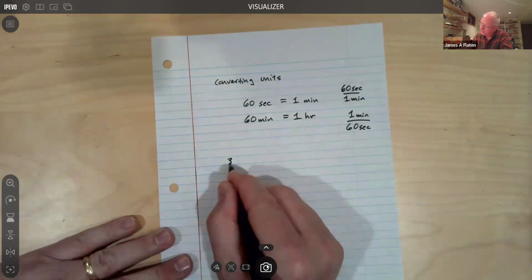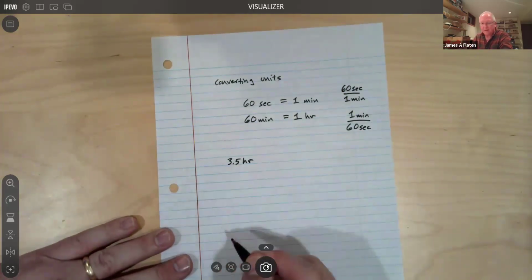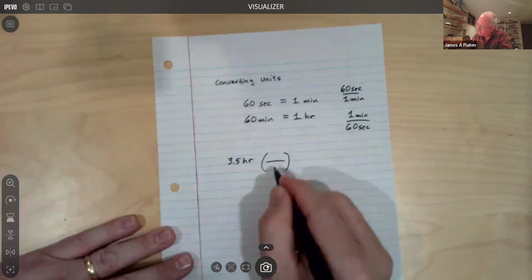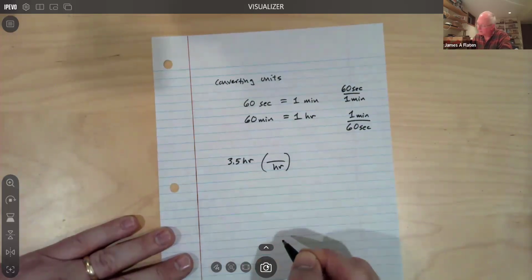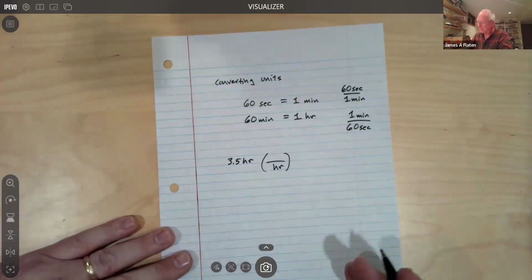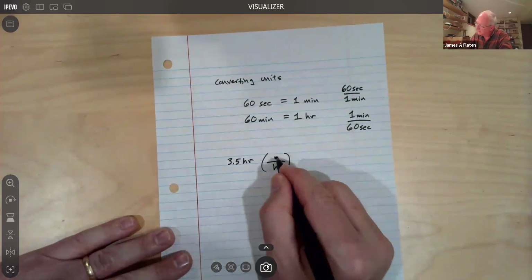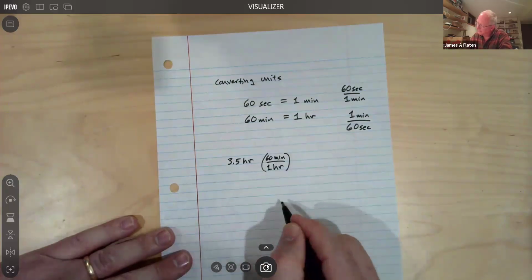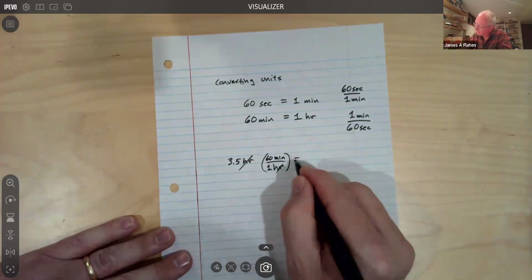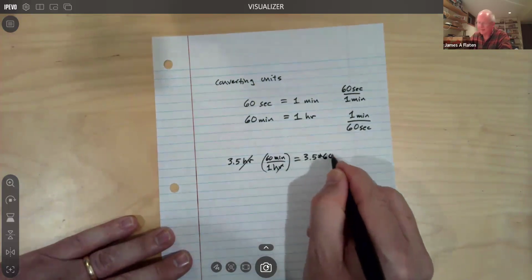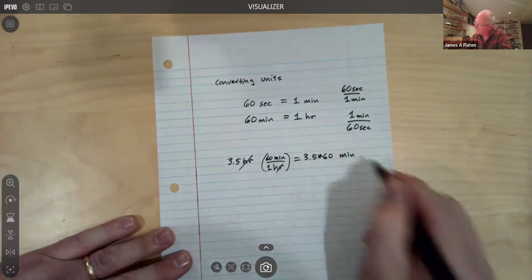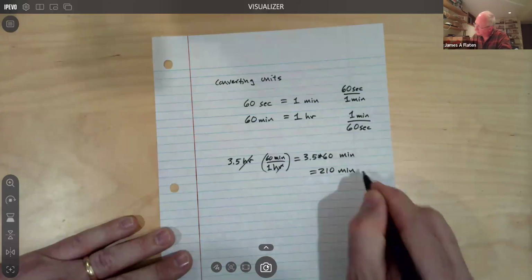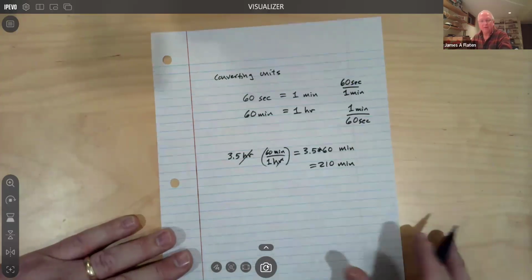So let's say I have 3.5 hours, and I would like that to become minutes. Well, all I need to do is multiply it by something that has hours in the bottom to make sure the hours will cancel. And if I'm aiming for minutes, it would be handy if I had minutes in the top, so the minutes persist. And so how many minutes are there in an hour? There are 60 minutes in 1 hour. So the hour cancels, and I get 3.5 times 60. That's the number, and the units are minutes. So this is what, 210 minutes. So 3.5 hours is 210 minutes. And I could do this multiple times.